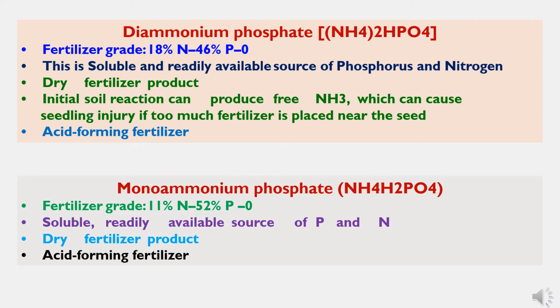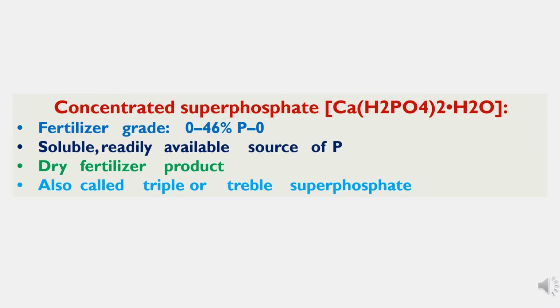Second is monoammonium phosphate, which is called MAP. It has a phosphorus content of 52% and additionally 11% nitrogen. This is a soluble and readily available source of phosphorus and nitrogen, and this fertilizer also comes under the dry fertilizer product category and is an acid forming fertilizer. Next phosphorus fertilizer is concentrated superphosphate. It contains 46% phosphorus, and this is a soluble and readily available source of phosphorus. This fertilizer comes under the dry fertilizer product category, and is also known as triple superphosphate or treble superphosphate.